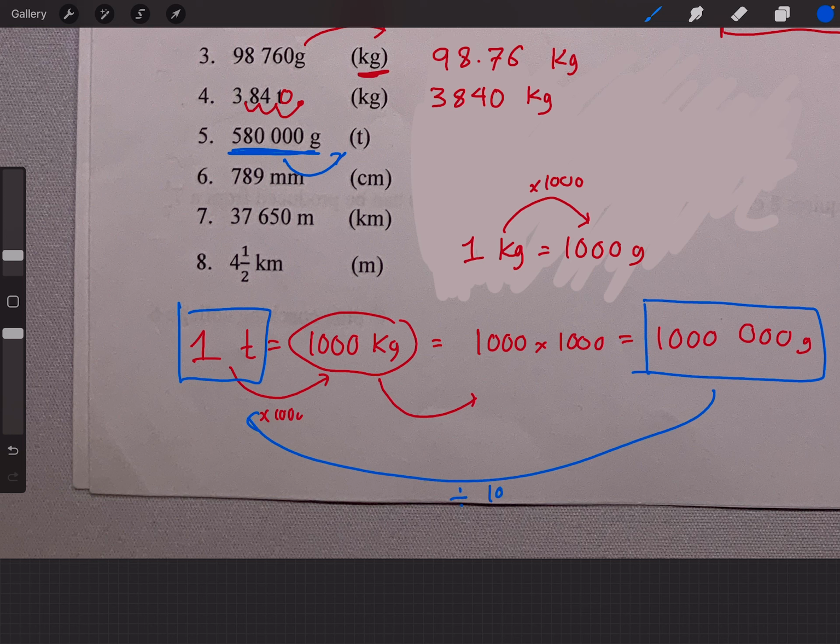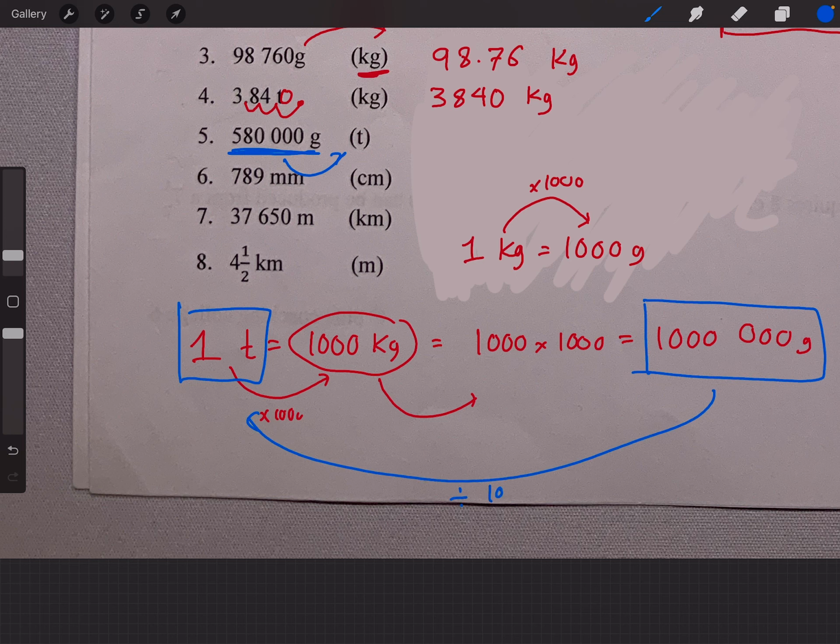Okay. So here you have, if you divide this by 1,000,000, let's go back. 1,000,000 has 6 zeros, so let's go back 6 times. 1, 2, 3, 4, 5, 6. So the answer is 0.58 tons. Okay, so you're going to do the same thing for these other ones.